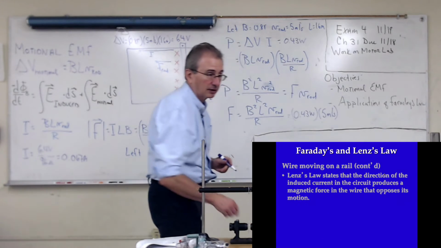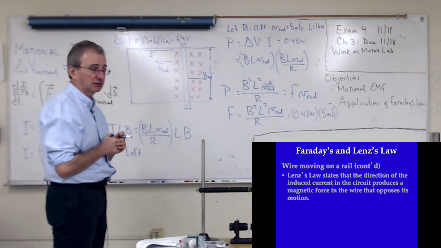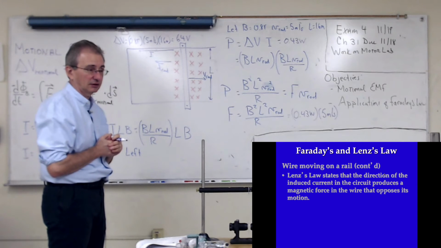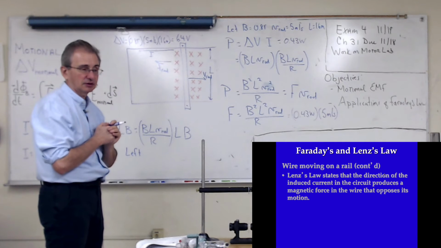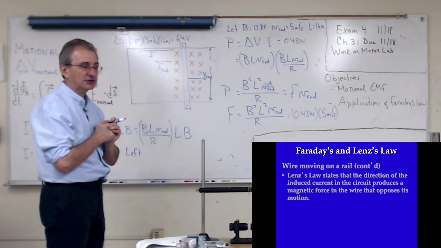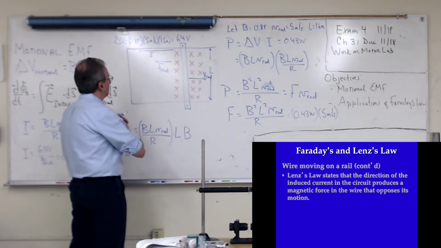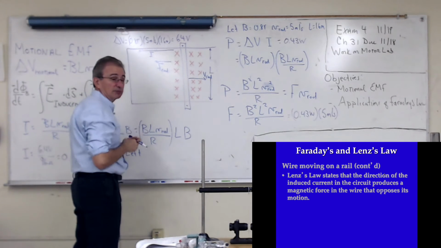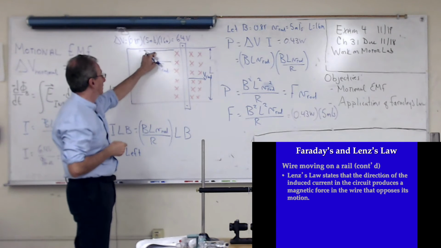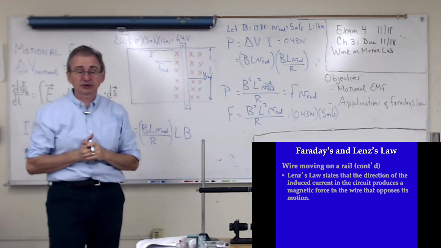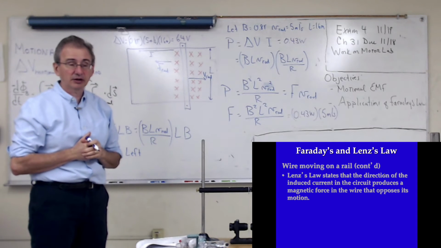Let me go back one. So let me say a little bit more about Lenz's law. Lenz's law says that the induced current, saying it in more general terms, opposes the change in flux. What does that mean? This current is going to also produce a magnetic field. Which direction is the magnetic field produced by this current that's induced? Is it into the plane of the board or out of the plane of the board?